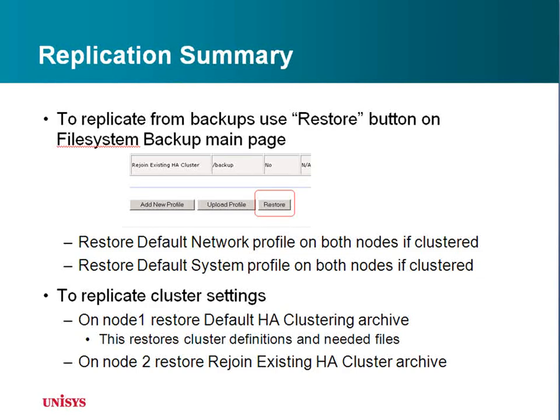To replicate the cluster settings, on the first node you'll want to restore the default HA clustering archive. This will restore the cluster configuration plus any services that are needed. And then on the second node, once the first node is finished, you'll want to restore the rejoin existing HA cluster archive. This should bring your systems back up to the proper levels. This completes this demo.